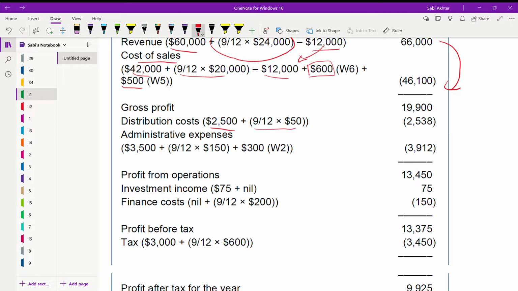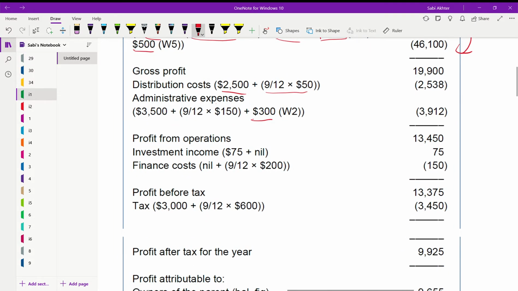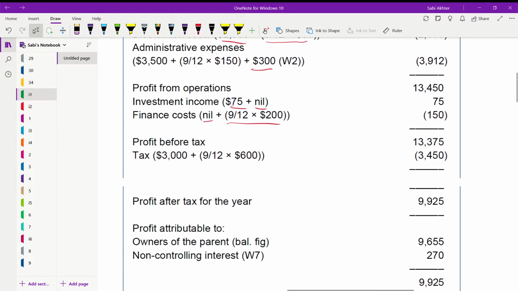But in the admin expenses, there's 300 that has to be added. What is this admin expenses? What is this 300? Goodwill impairment. It is goodwill impairment because they told goodwill impairment will go under admin expenses. Okay. And now we are coming to the profit from operation. Nil means the subsidiary does not have an investment income. So you can take the parent. And here they don't have, here you only have to take the subsidiaries. Okay, the rest all is easy.